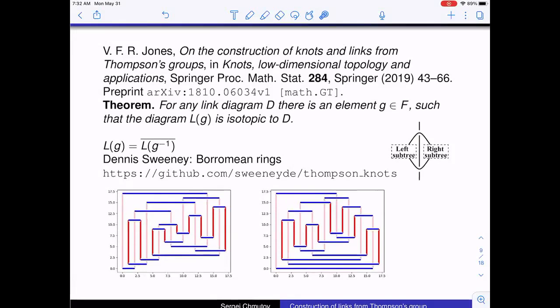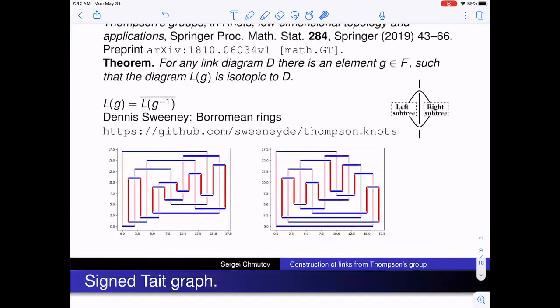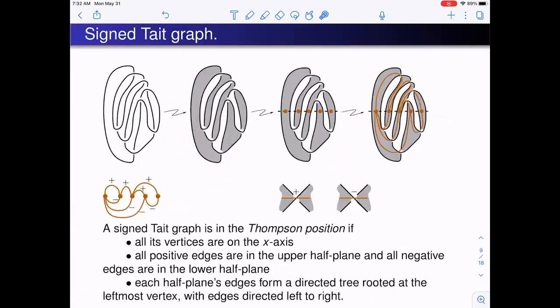Right. Now I'm going to explain the proof of the Thompson algorithm, the proof of the Jones theorem, and it is an algorithmic proof. He started from an arbitrary link diagram and transformed it to the diagram of a Thompson element. It goes through what is called the Tate graph. The Tate graph is related to the checkerboard coloring of the link diagram.